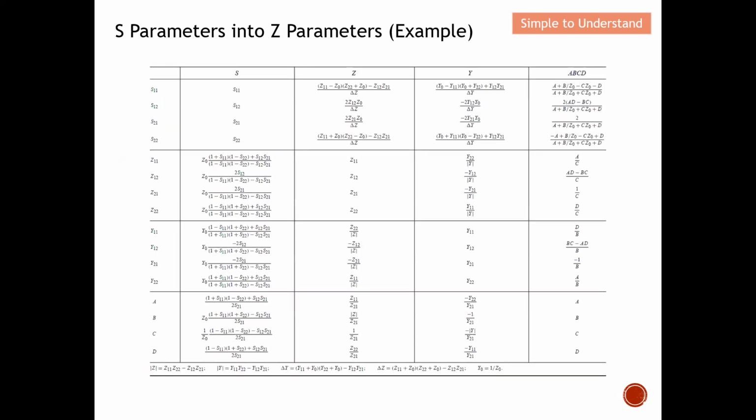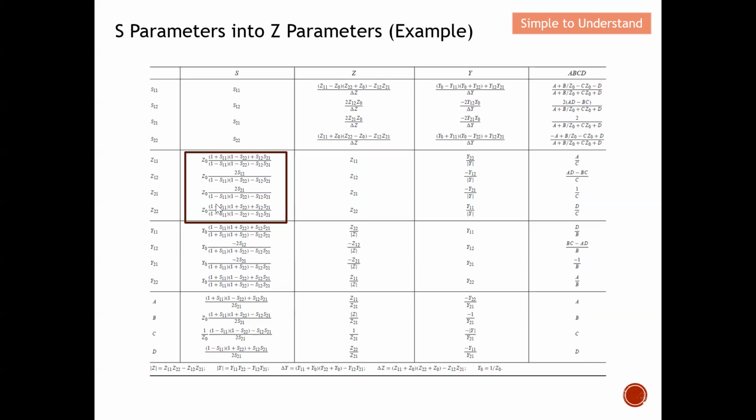This is a table that I got from Professor David Pozar's textbook. Now we want to do the conversion from the S parameters to the Z parameters. These are all the sets of equations that I need to calculate. For example, Z11 will be this equation, Z12 will be this equation, Z21 will be this equation, and last but not least, Z22 will be this equation here.